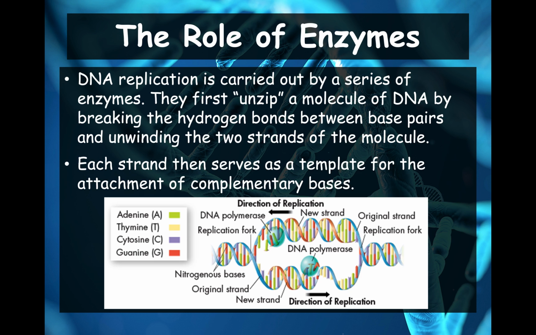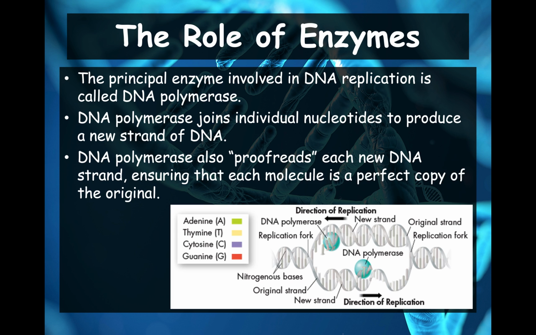But first, there's an enzyme that unzips a molecule of DNA by breaking the hydrogen bonds between the base pairs and unwinding the two strands of the molecule. Then each strand serves as a template for the attachment of complementary bases. So that's nothing new. Now, the principal enzyme involved in DNA replication, and really the only one that we're going to talk about, is called DNA polymerase. So you need to know that, okay? And you need to know what it does.